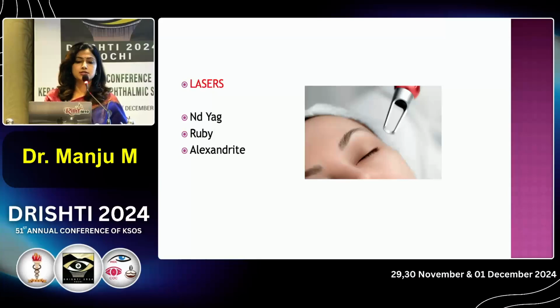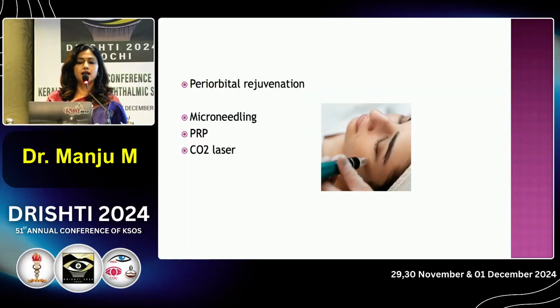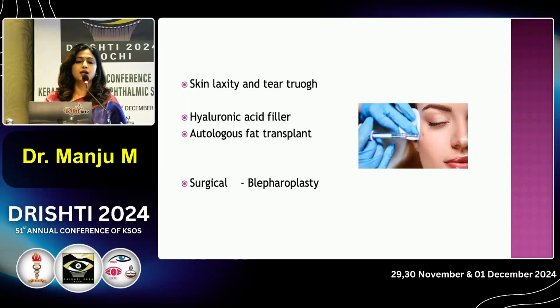Next treatment option is lasers. When the treatment fails in terms of the topical treatment and the chemical peeling, we can try periorbital laser toning. As a part of periorbital rejuvenation, we can also try microneedling, PRP injections or CO2 laser treatment. When there is skin laxity and tear trough, we have to inject hyaluronic acid fillers or autologous fat transplant. In case of periorbital fat herniation, we have to do blepharoplasty.